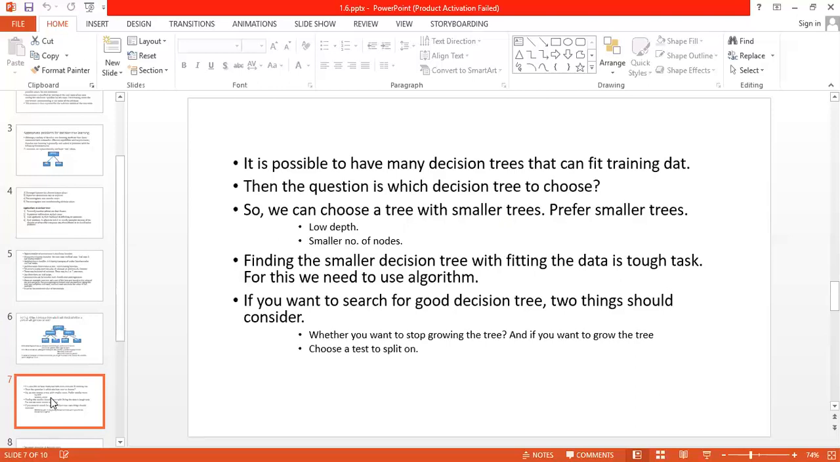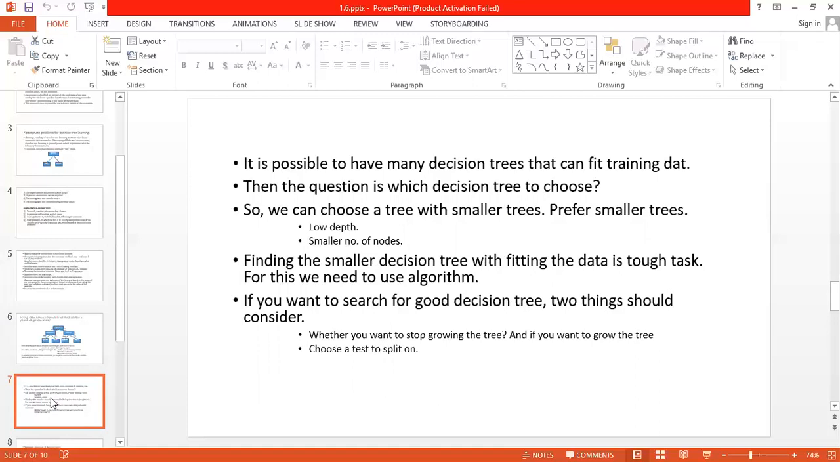So by considering this, we can say for any problem, there may be many decision trees, but we have to finalize which decision tree to choose. So we can prefer smaller trees. Like the tree is having low depth and tree is having smaller number of nodes. Finding the smaller decision tree fitting the data is a tough task. For this, we need to use an algorithm.